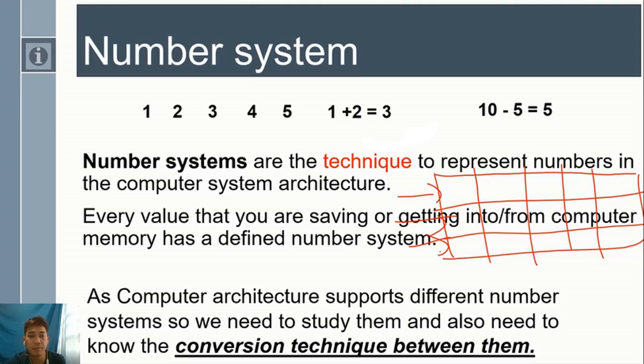So ibig sabihin, for example, mag-type ka ng letter A. Ang letter A, meron siyang corresponding na number equivalent sa computer. So kaya siya merong equivalent na number in the computer system. It is because a computer can only understand numbers. Okay, so as computer architecture supports different number systems, we need to study them and also need to know the conversion techniques between them, especially sa inyo that you are in the computing industry, sa mga IT, ISCS, mga computer engineering. So ito yung mga basic na kailangan nating ma-understand.